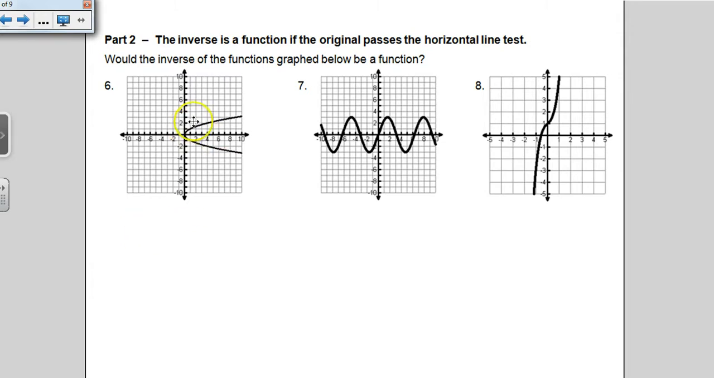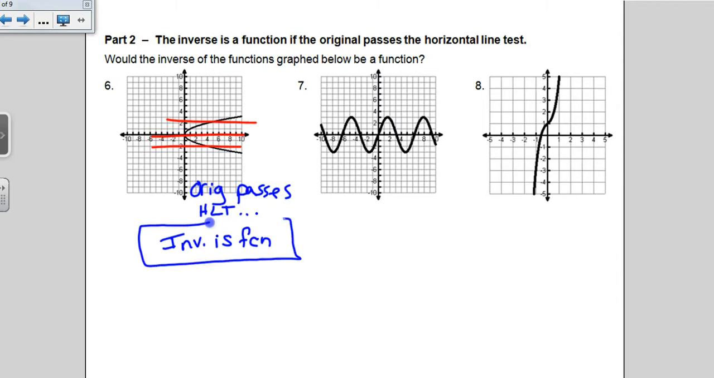So the horizontal line test is like the vertical line test, except we're going to draw horizontal lines. So draw a bunch of horizontal lines, and just like with the vertical line test, the horizontal lines can only touch the function once, or the relation once. So since the original, and this is the original here, passes the horizontal line test, that means that the inverse is a function. So off the top of your head, you might not really know what the inverse looks like. It's just going to be a parabola, by the way. But without knowing that, and only knowing what his original buddy looks like, I can tell that the inverse would be a function.